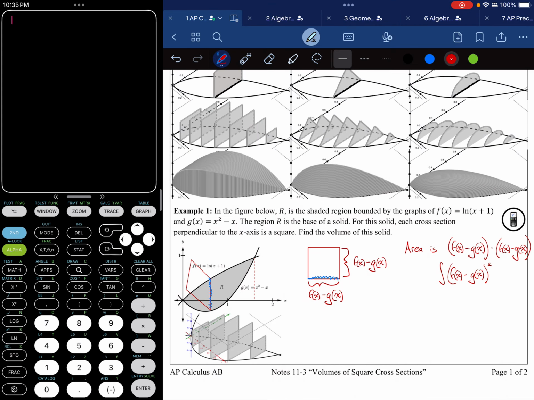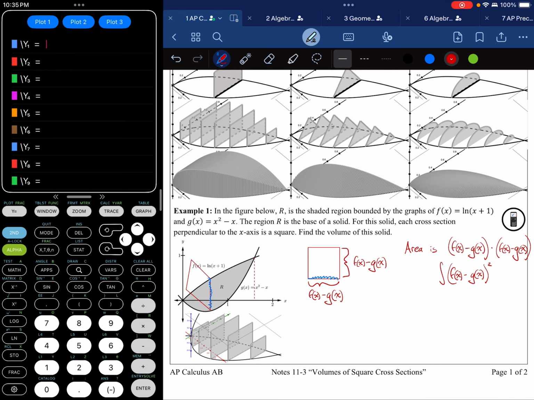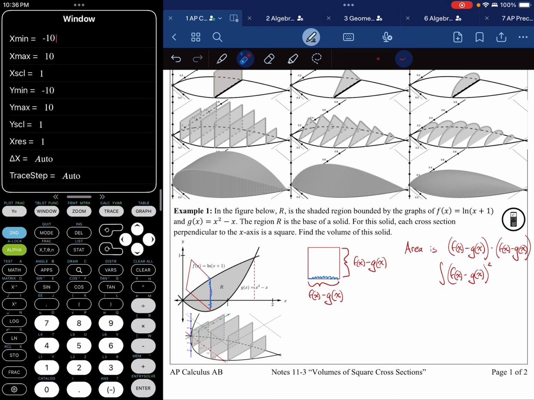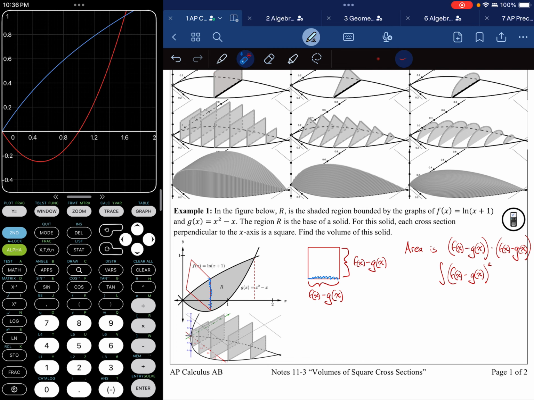So I'm going to graph these two shapes. In y equals, I'm going to say this is the natural log of x plus 1, and my other function is going to be x squared minus x. You can see the window here, my x coordinate goes between 0 and 2. So for my window, x min is 0 and x max is 2. My y scaling is from negative 0.5 to 1. And I can graph that, and there it is.